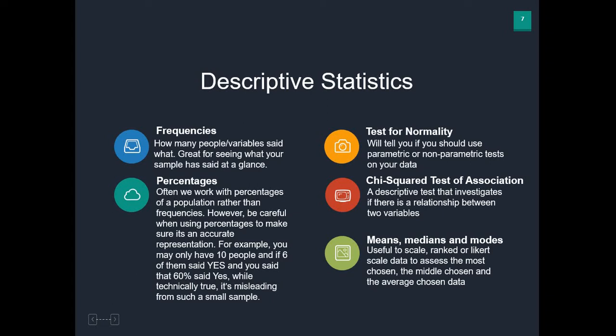And finally, if you've got scale or test scores, ranked data or Likert scale data, then sometimes it can be useful to see what's the most chosen, what's the middle chosen, and then what is the average. So that's your mean, median, and mode. For this video, I'm going to just show you very quickly how to use SPSS to get your frequencies and your percentages.